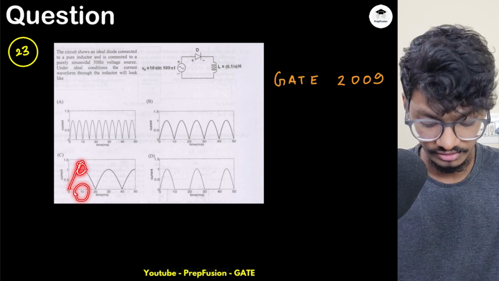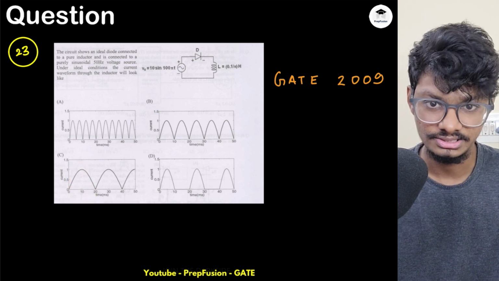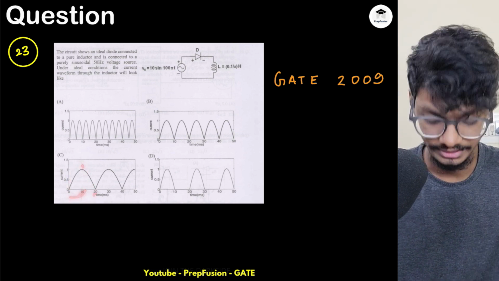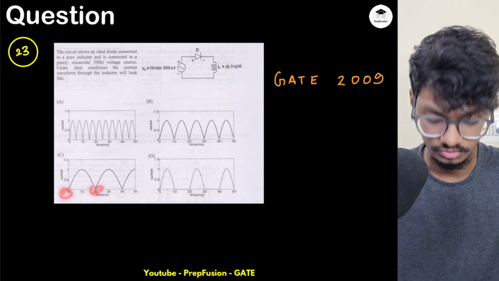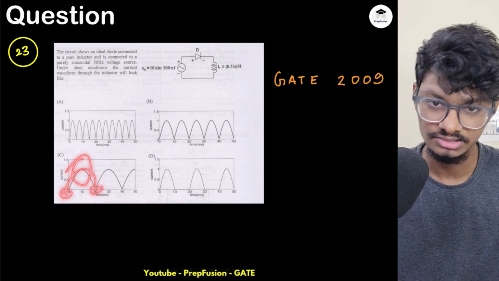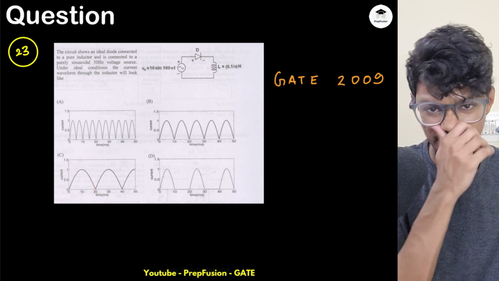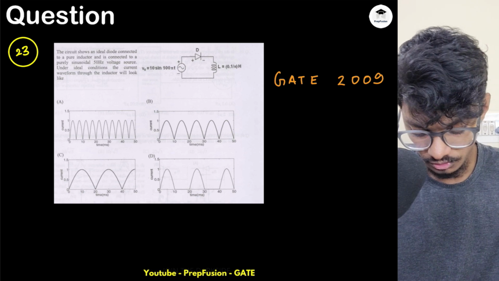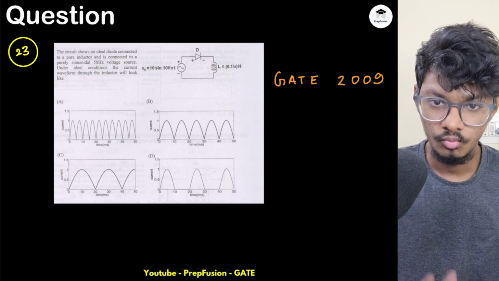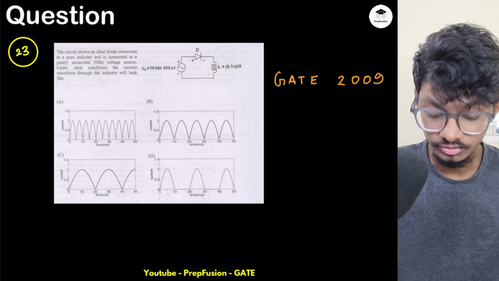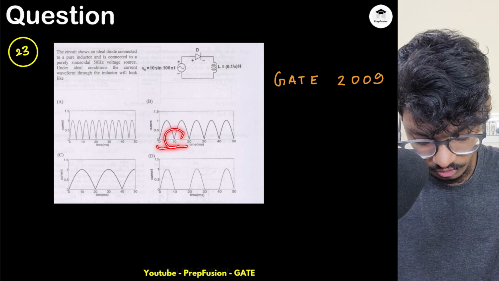After 10, the current will only decrease, from 10 to 20. So it will start from 0 and end at 0. It will reach maximum at 10 milliseconds, and go to 0 at 20. That is how the waveform will look, not like this one. This will not go to 0 at 10 milliseconds.